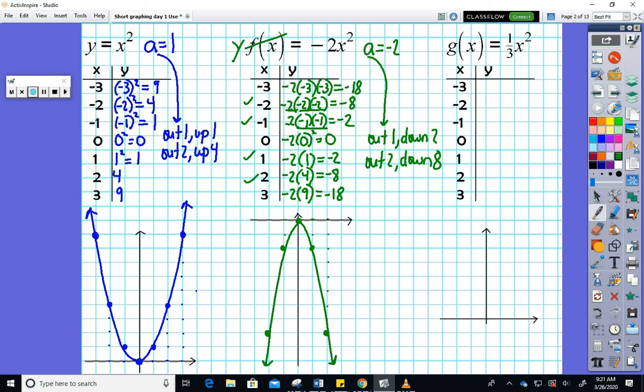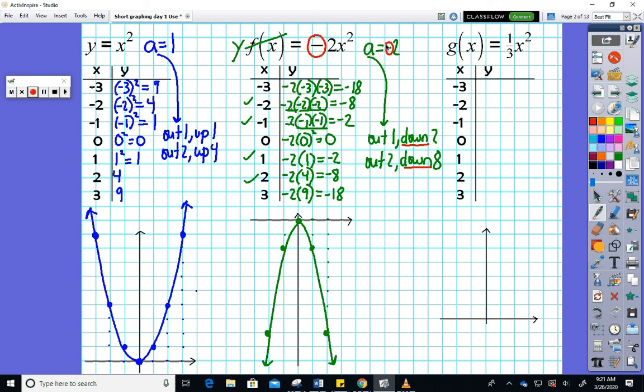So guys, a couple of things. Number one, why are these down instead of out? The down comes from the negative, okay? So if your A value is negative, then you're going to count out and down, not out and up. So if the A value is negative, the parabola opens upside down, okay? If the A value is positive, the parabola opens right side up.